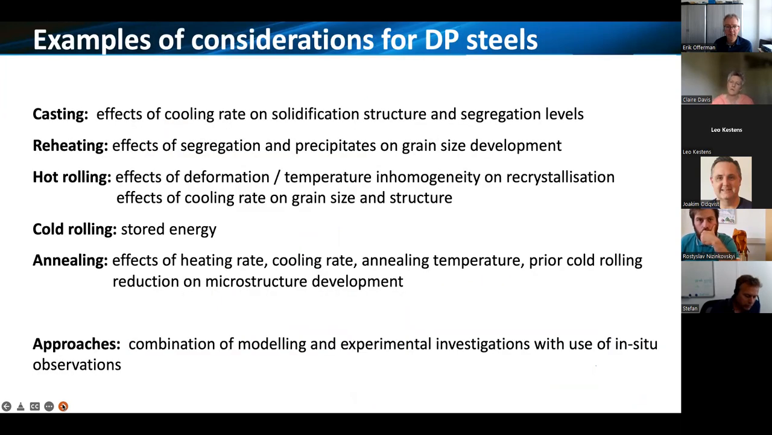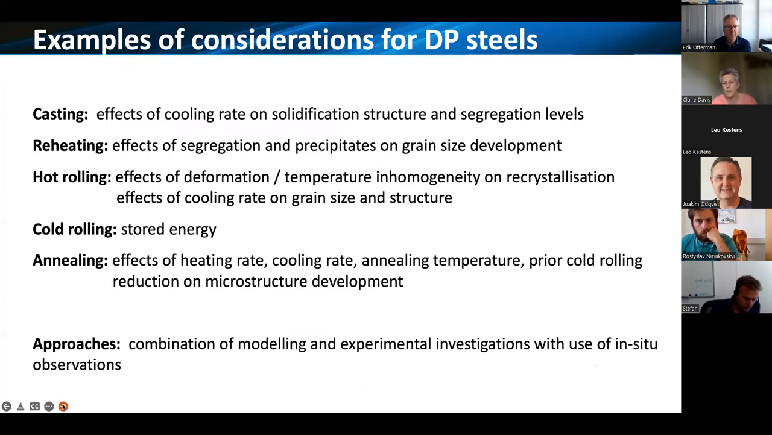So when it comes to our dual phase steels, I've just summarized what I've been talking about, but there's a lot of considerations. And the approach to being able to, one, understand how each of these stages affects the development of the microstructure for dual phase steels, and then to consider if we want to make improved materials, how we ensure that we achieve what we want to through all of those stages.